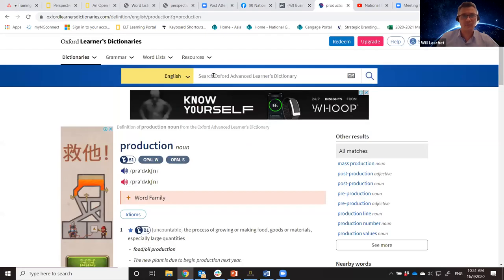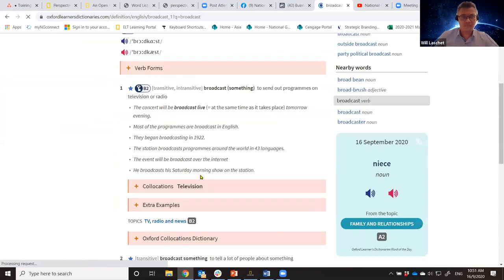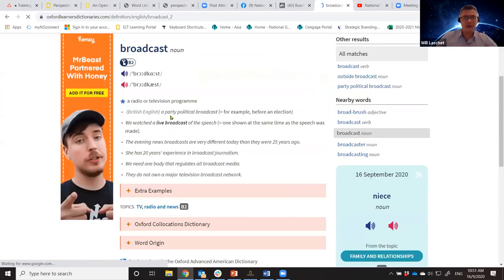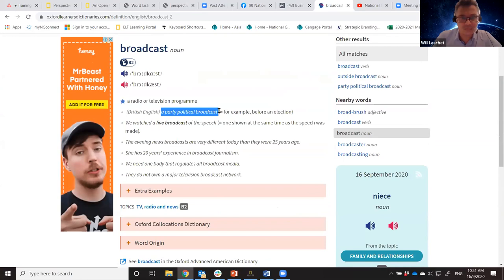If we have a quick look at the word broadcast, and then go to noun over here, you can see straight away we've got party political broadcast, a broadcast of a speech. So just by having a look, we can see that a president making a broadcast is going to be really one of these. It's going to be political, it's going to be a type of speech. It's news. So we can see that the way broadcast is used, media, journalism, really links into that, and it's going to help students to understand it better.